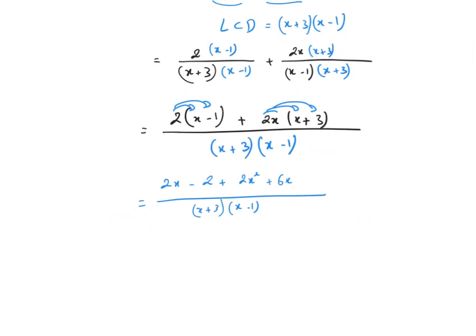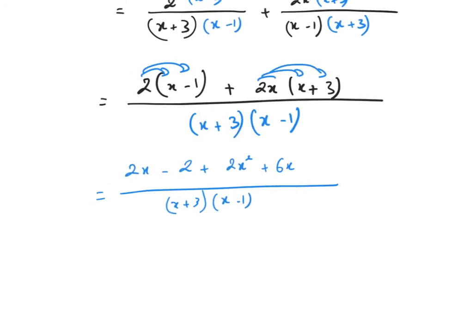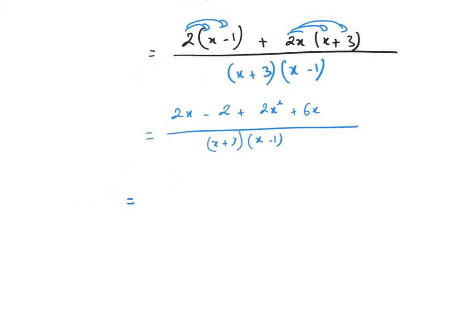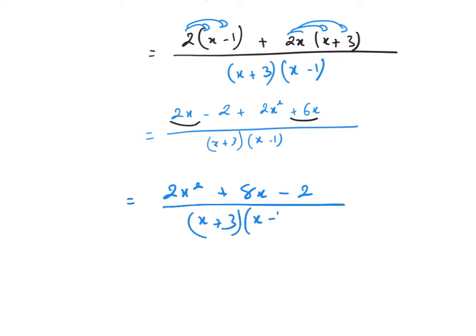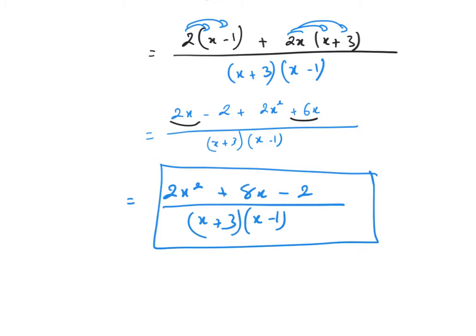And we can combine the top. We have 2x squared, then we combine 2x with 6x, which is 8x, and we're left with the negative 2, over (x + 3)(x - 1). And that's going to be the final answer.